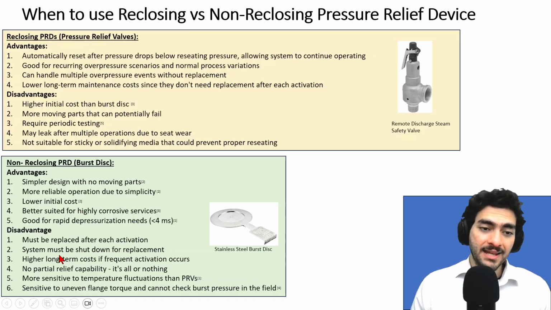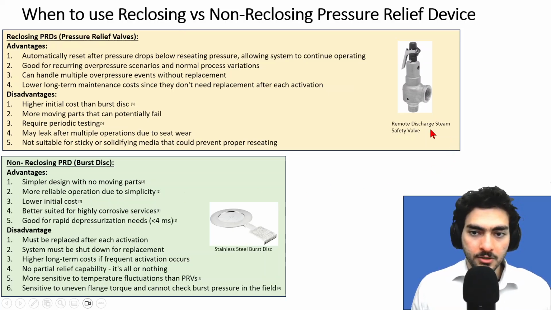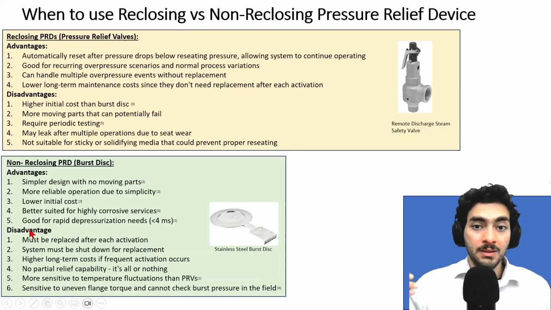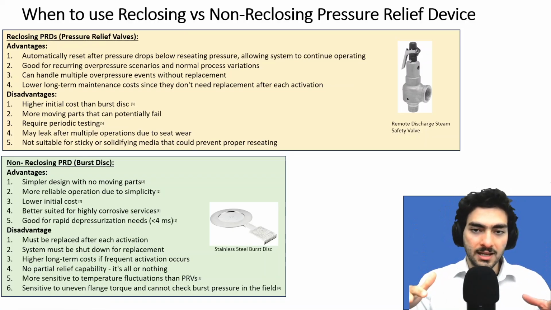Now, the disadvantages of burst discs is that after each activation, you have to replace them. And yes, we did say that they're cheaper than pressure relief valves, but they're not free. So at some point, depending on how much you have to replace them, you might exceed the price of a pressure relief valve. And in order for you to replace them, once the burst disc is activated, the whole system must shut down. So you can't continue operations as with pressure relief valves.